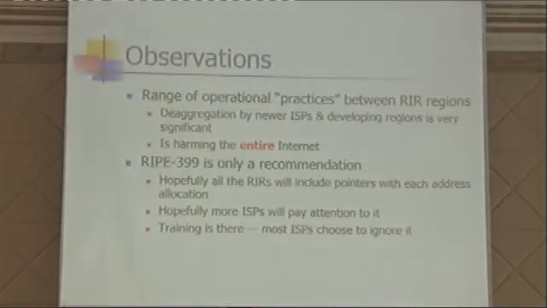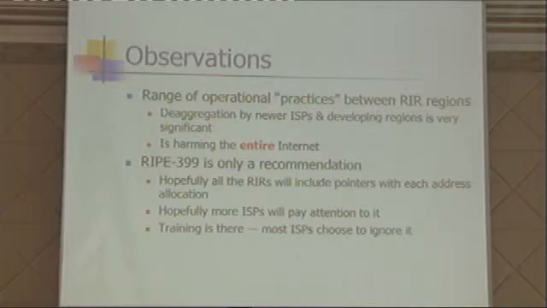Anyway, observations: range of operational practices between registry regions. Deaggregation by newer providers in developing regions is very significant. I'm seeing more instability in the APNIC, LACNIC and AFRINIC regions than I'm seeing anywhere else. But the thing is, they're visible over the entire internet. They're not just visible locally for the providers causing the instability. Everybody actually sees them.